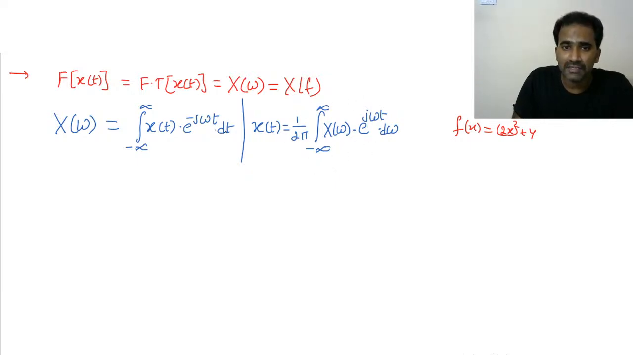So you have to observe the variable of integration here. The variable of integration in the Fourier transform formula is t, and the variable of integration in the inverse Fourier transform formula is omega. Okay.